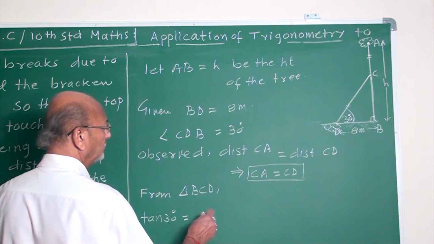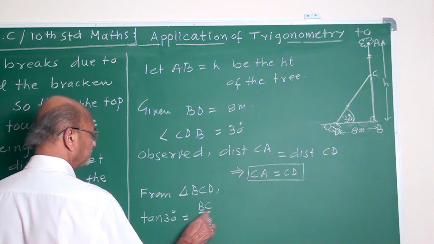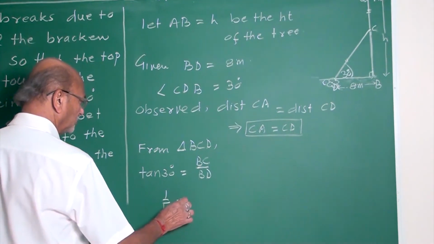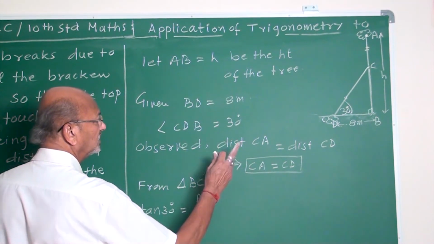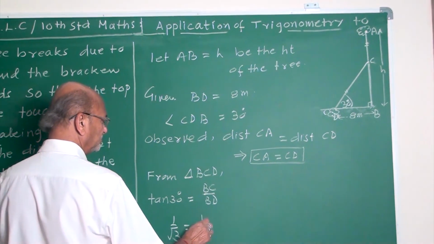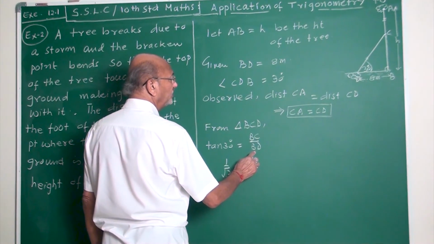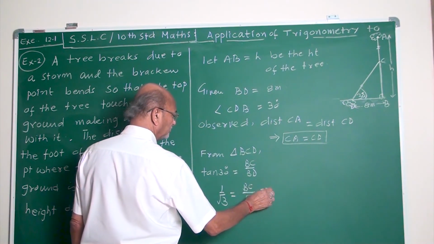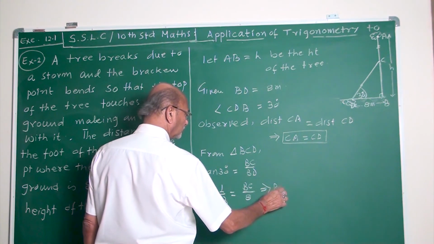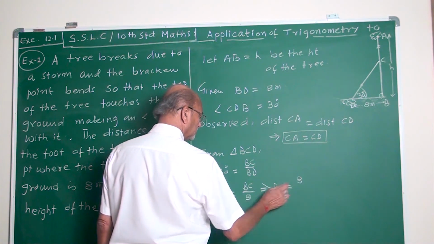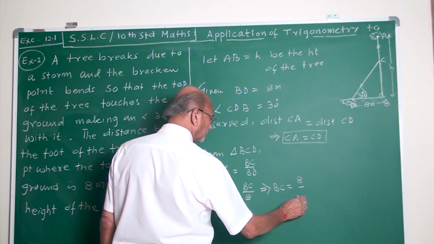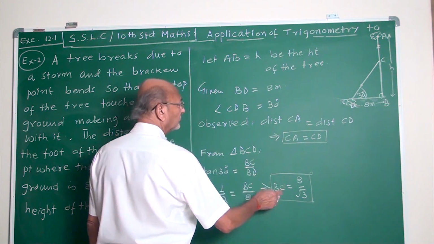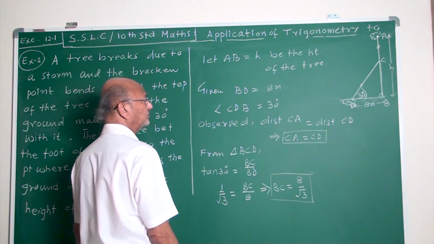Tan 30. What is tan 30? BC upon BD, opposite side. Tan 30 is 1 by root 3, equal to BC upon BD. BD is 8. From this, my friends, BC equals 8 upon root 3. This is BC.